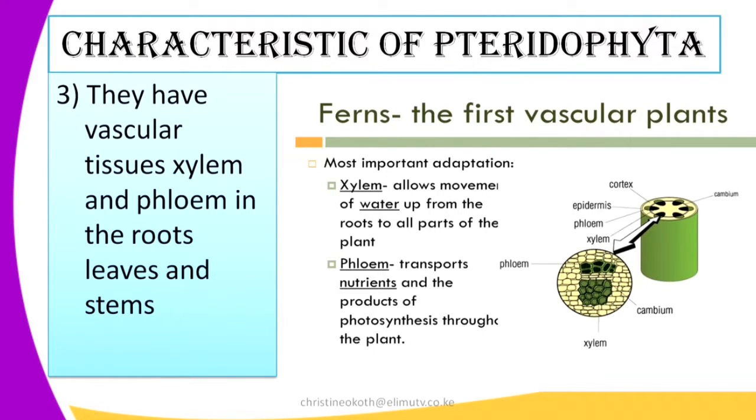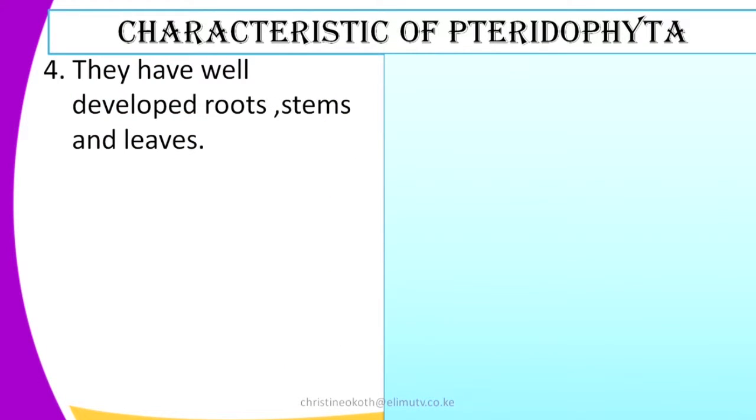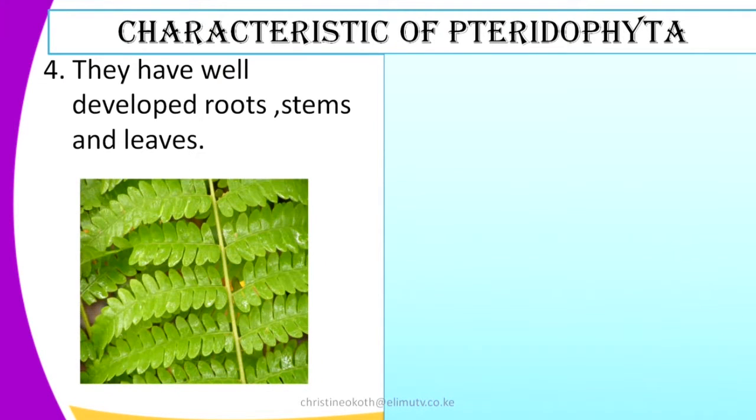It is made up of the xylem, which allows movement of water from the roots to all parts of the plant. It also has a well-defined phloem, which is responsible for the transport of nutrients and the products of photosynthesis throughout the plant. Another characteristic of Pteridophyta is that they have well-developed roots, stems, and leaves.